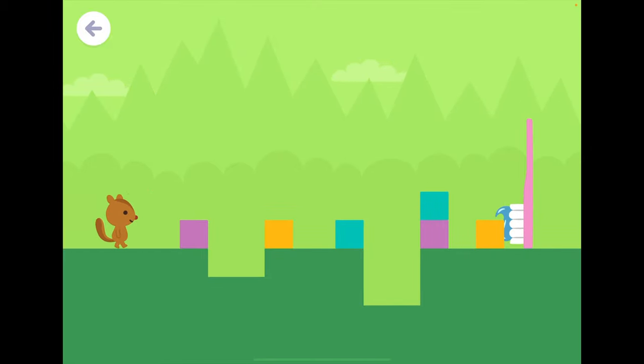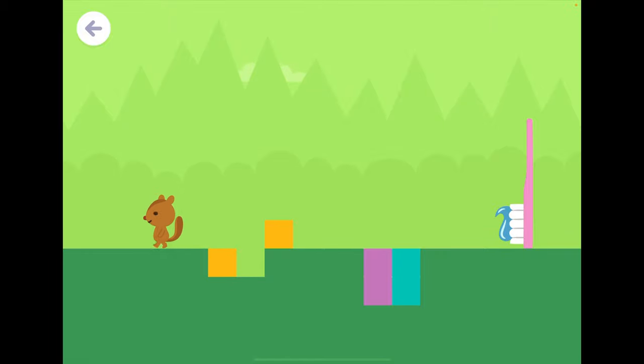Okay, in this one, we have a blue square and a purple square and another blue square and another purple square, and we have two orange squares. And there's a toothbrush. That's funny.